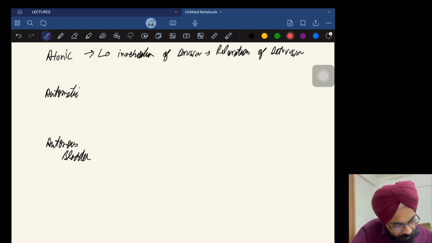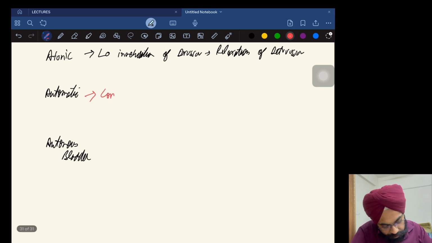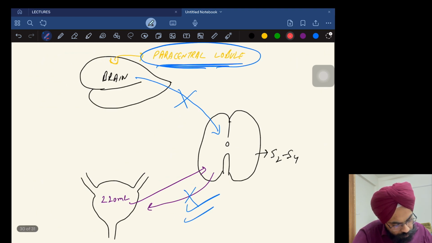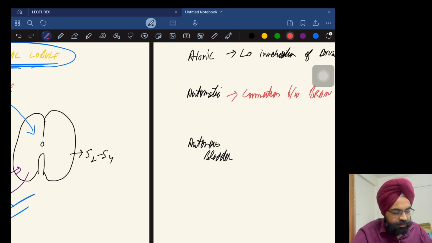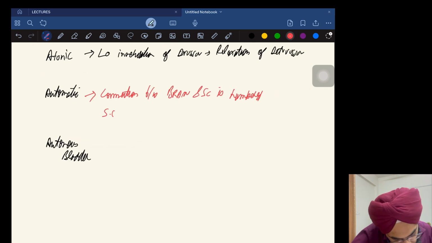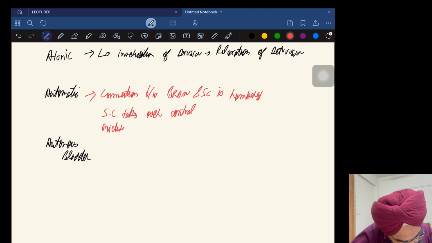Okay, automatic bladder. In case of automatic bladder, the connection between brain and spinal cord is hampered. So this connection is hampered. So like kids urinate, when the bladder is full, urine comes, because the spinal center takes over the control. So in this case, spinal cord takes over control and micturition occurs like small kids.